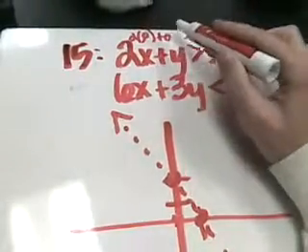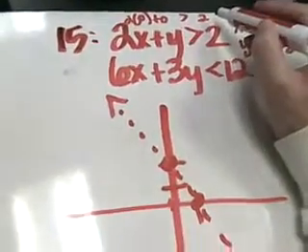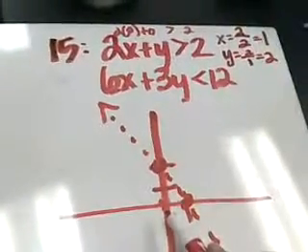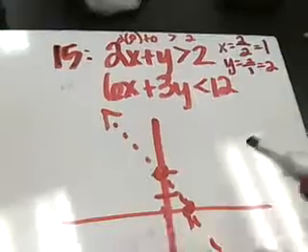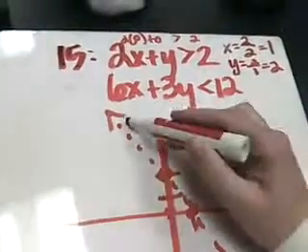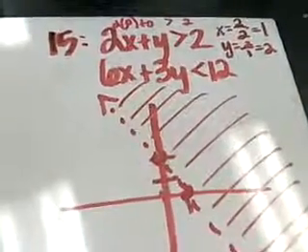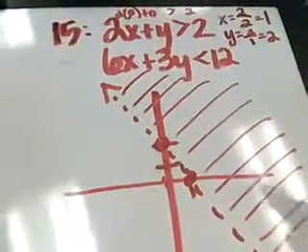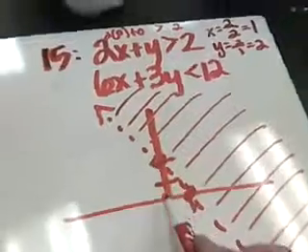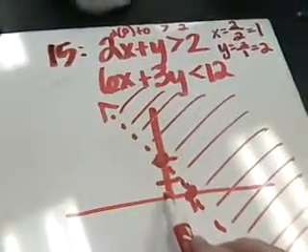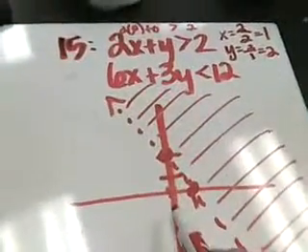Is 0 plus 0 greater than 2? No, it is not. So that point did not work. That means I'm going to shade the other side of my line. 0 is not greater than 2, so I shade the other side of my line, because that means 0, 0 was not a solution, so he should not be shaded.